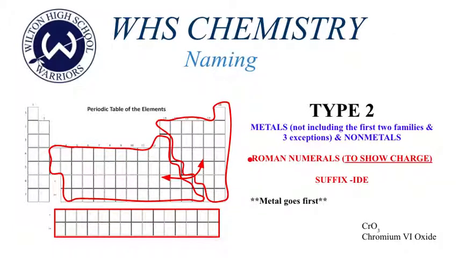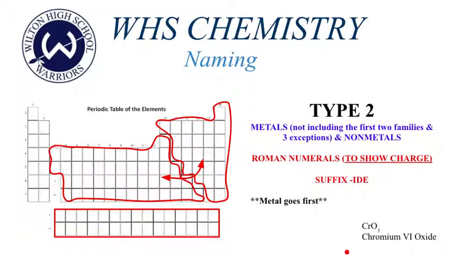And for type 2, we use Roman numerals to show the charge. This is very, very important. The Roman numerals show the charge, and they do not show the number of the amount that you have.